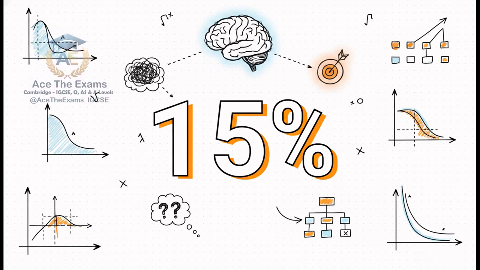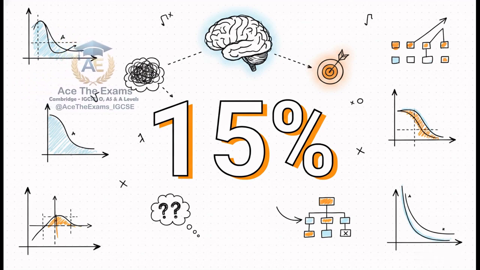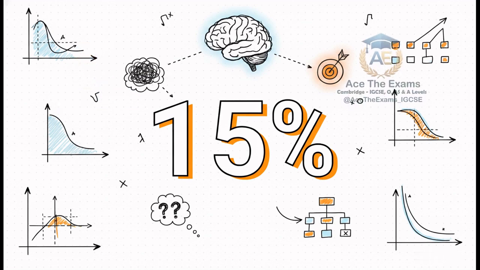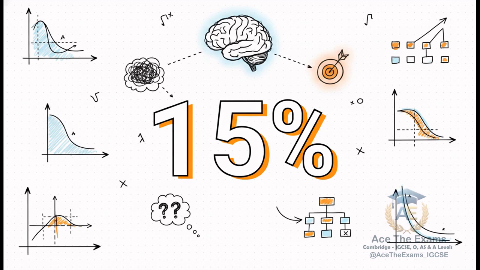You see, you need a structured, calculated approach to secure every single one of those marks. This 15% can literally be the difference between missing your target and securing that top-tier grade. It's the difference between a B and an A star. When you walk into that exam hall, you can't just hope for the best. You need a system, and that is exactly what we're going to build today.